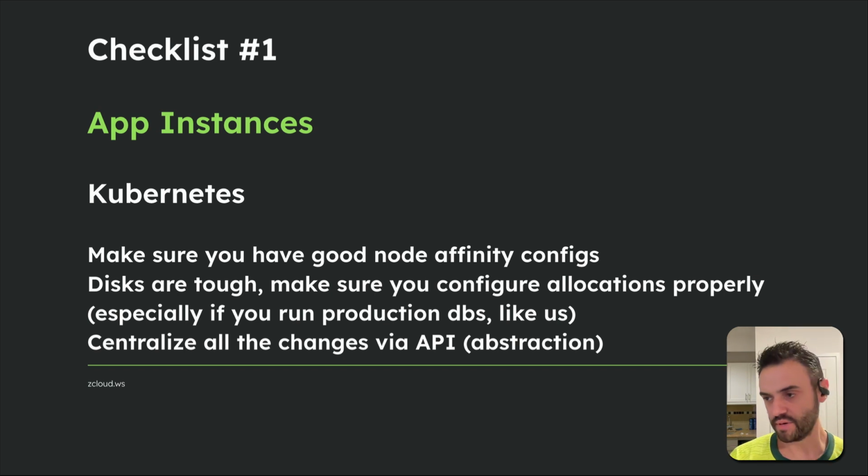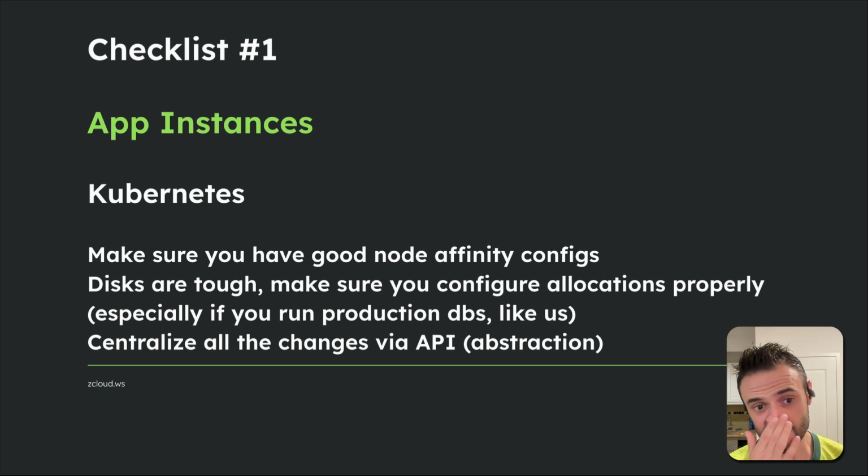But we are using Kubernetes to manage our instances. So make sure you have good Node Affinity configurations. Node Affinity is what helps Kubernetes decide where it needs to deploy a specific instance of your application. And I'm always saying application here, but we also run databases, so it's kind of the same in most cases. So you need to be aware of that.